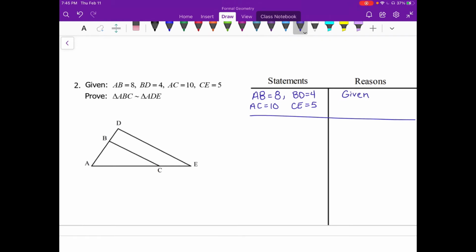Let's go ahead and label my picture. AB is 8, BD is 4, AC is 10, and CE is 5. So I'm trying to prove that triangle ABC is similar to triangle ADE. Right off the bat, I can see that they share this angle, angle A. So I'm going to write angle A is congruent to angle A, and that's by the reflexive property.